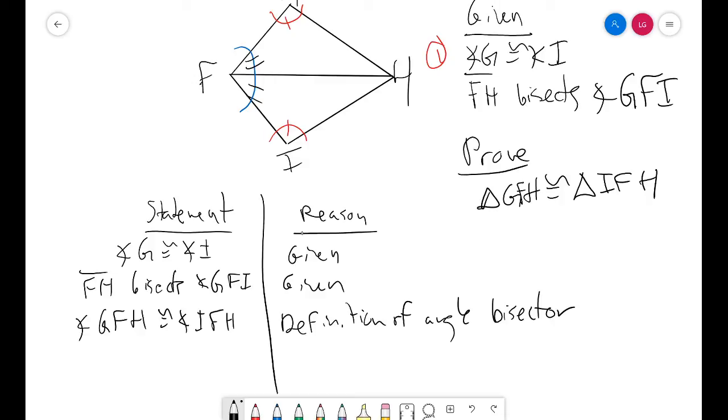By the definition of angle bisector. Remember, we talked about this a few lessons ago, these types of statements that we need to understand, that the terminology is actually very technically important, like bisect, what that means. Further, now let's stop right here for a second.